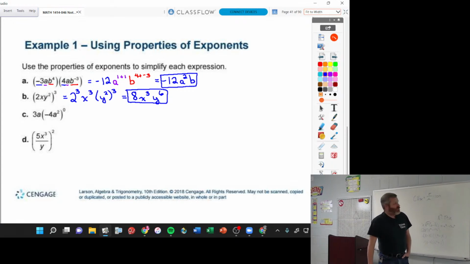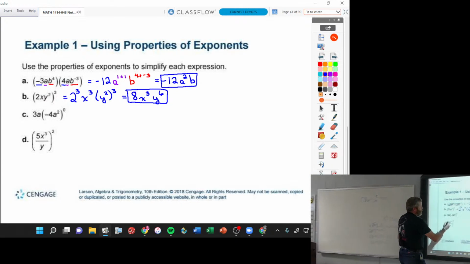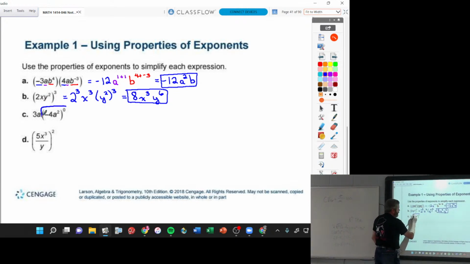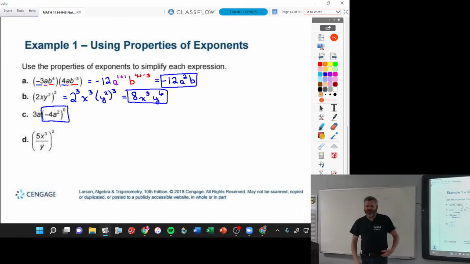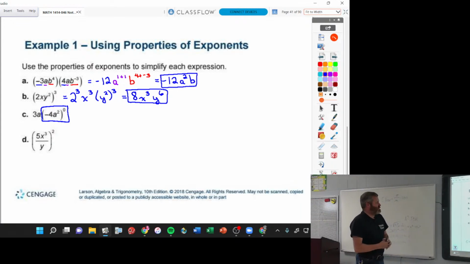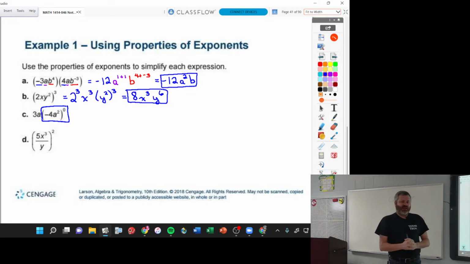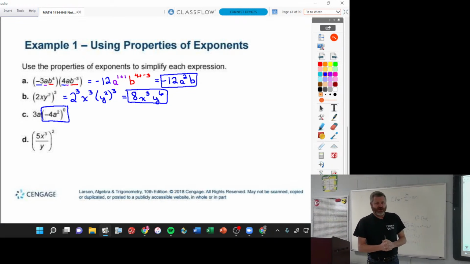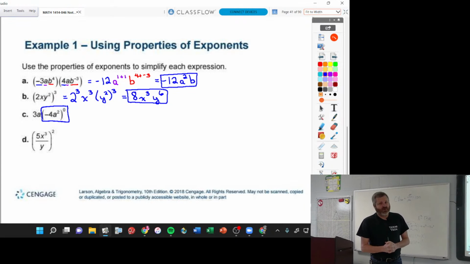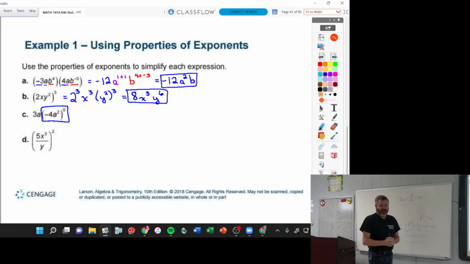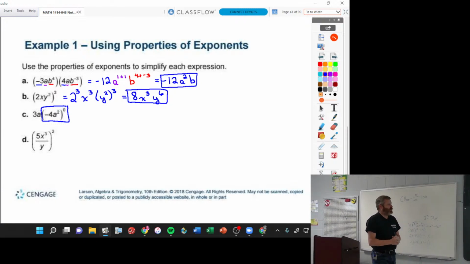And I do have an exponent. Right here, I have negative 4a squared, which is being raised to the 0 power. Well, one of the properties we had earlier stated that anything raised to the 0 power is 1. However, you cannot raise 0 to the 0 power. It's undefined.